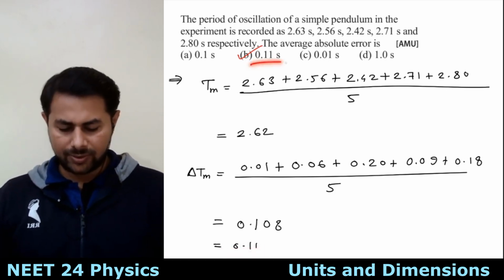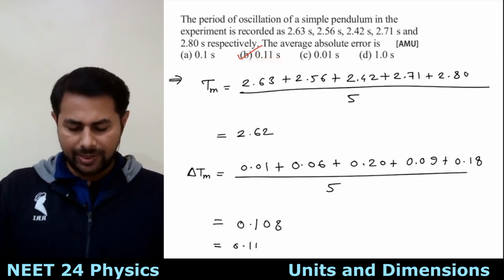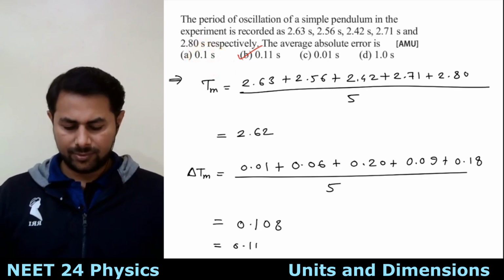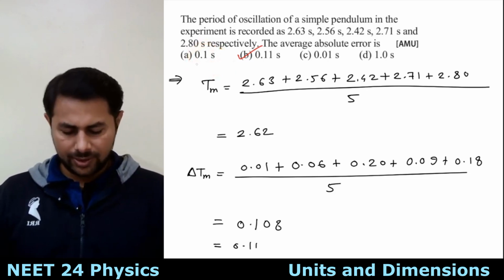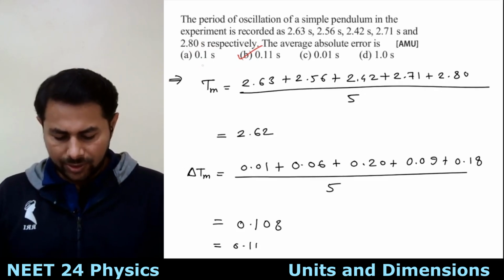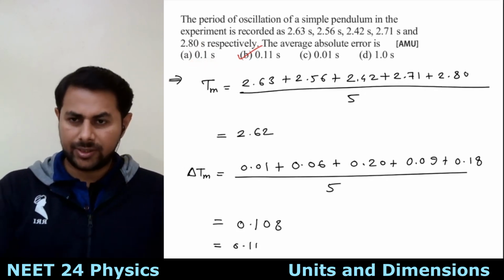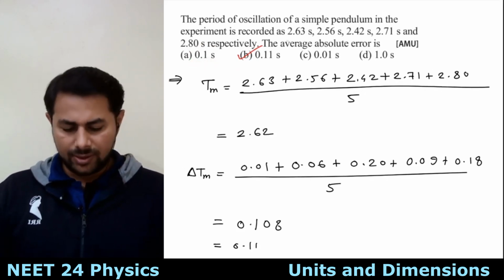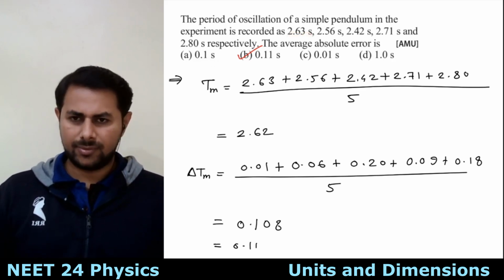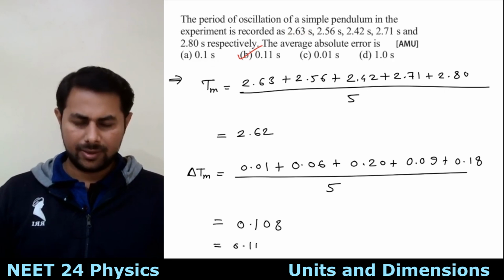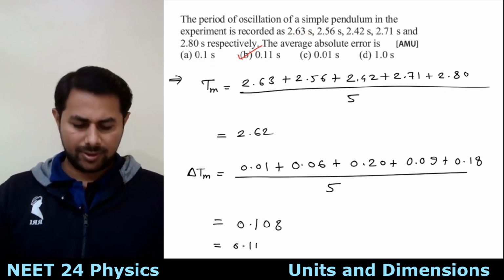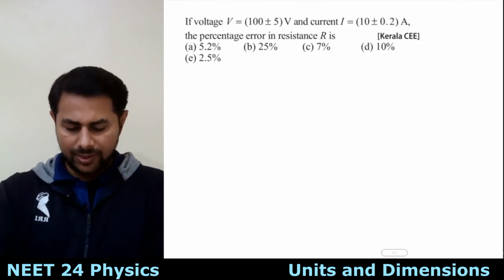Okay, so here also, now you might be tempted to write this thing, but this is incorrect. Why is it incorrect? Because your answer should have the same number of significant digits as that of what? As that of the readings, right? Everyone, this is clear? Okay, good. Let's see the next one.